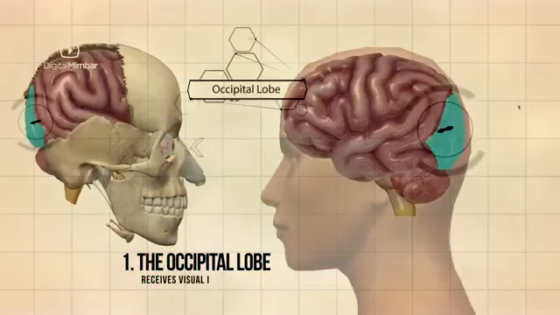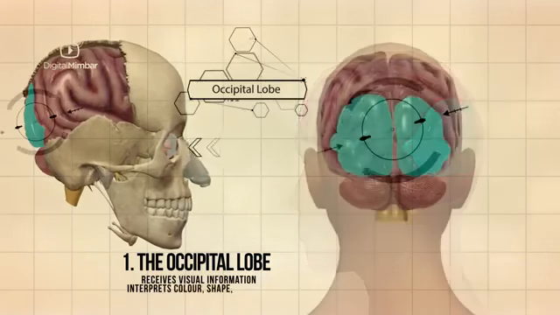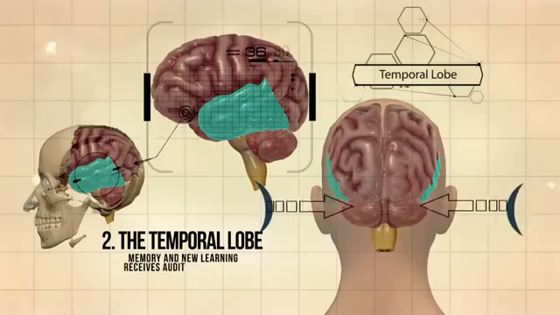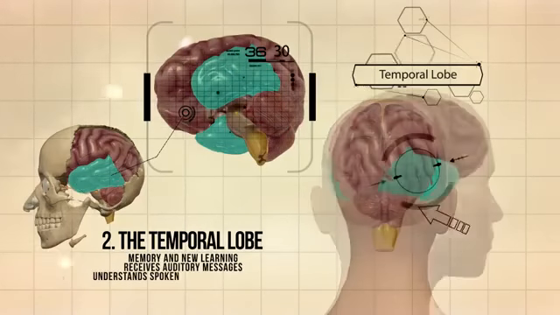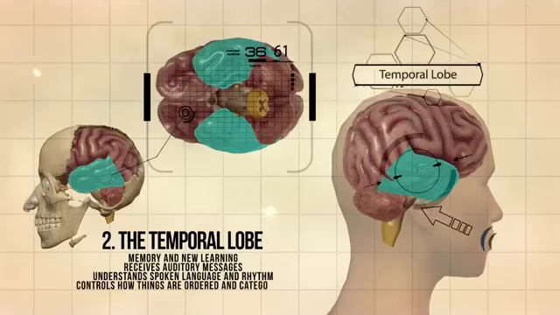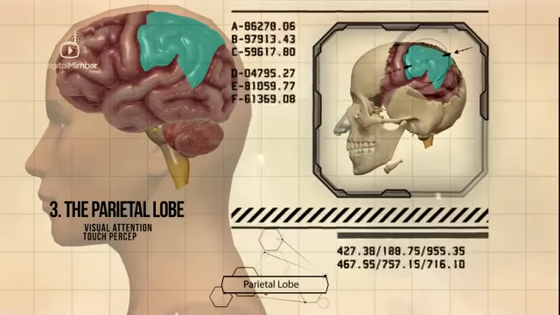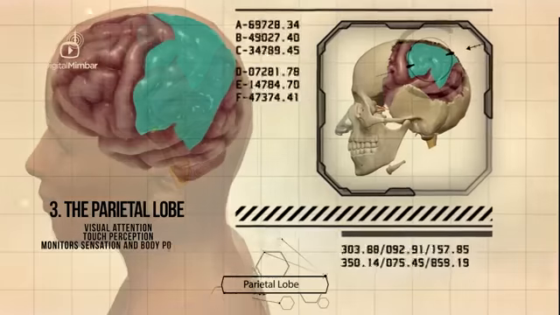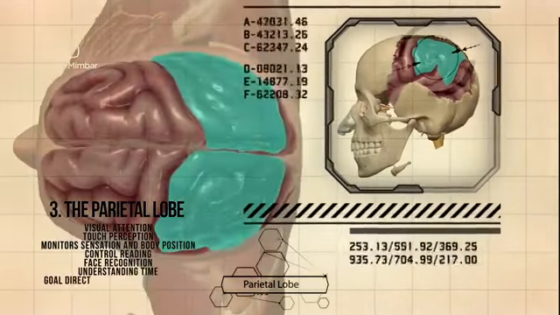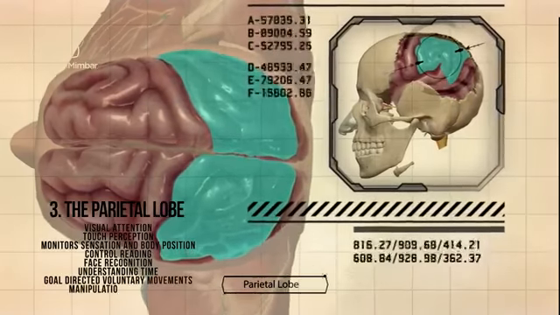The occipital lobe receives visual information, interprets colour, shape and distance. The temporal lobe is responsible for memory and new learning, receives auditory messages, understands spoken language and rhythm, controls how things are ordered and categorized, some visual perception. The parietal lobe is responsible for visual attention, touch perception, monitors sensation and body position, controls reading, face recognition, understanding time, goal-directed voluntary movements and manipulation of objects.